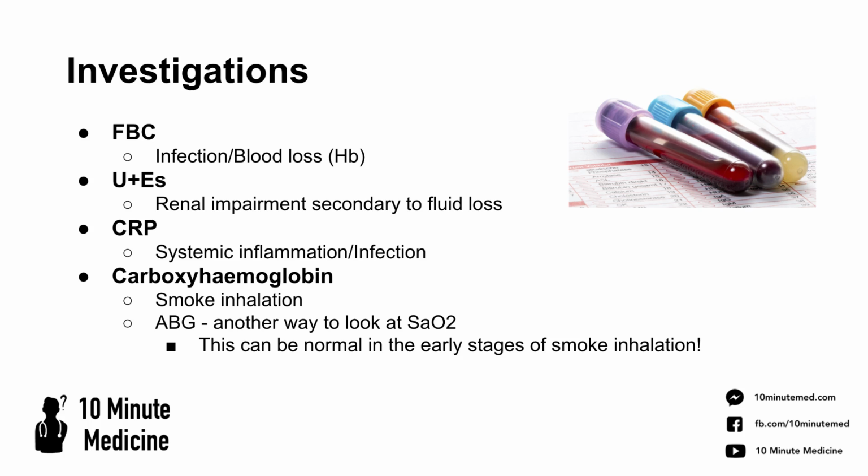And one key one relevant to this case is carboxyhemoglobin. So that's looking at smoke inhalation, as that will bind more preferentially to hemoglobin than oxygen will, as you'll remember from med school days. Another way of getting a quicker measure may be an arterial blood gas. So it just gives you a quick number. However, do be aware that this can be normal in the early stages. So it's important to keep on top of this and keep an eye on this.